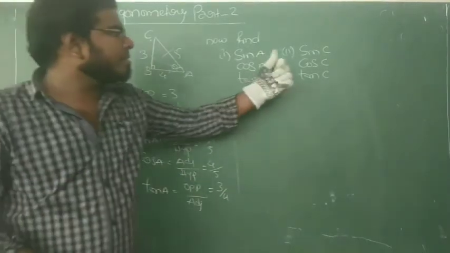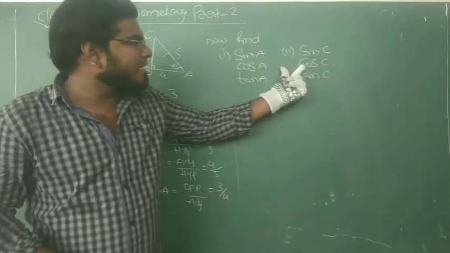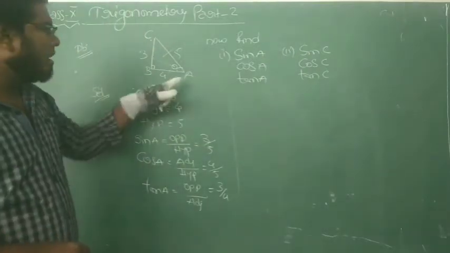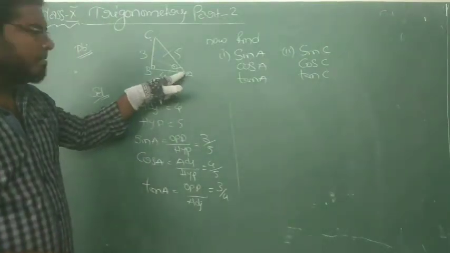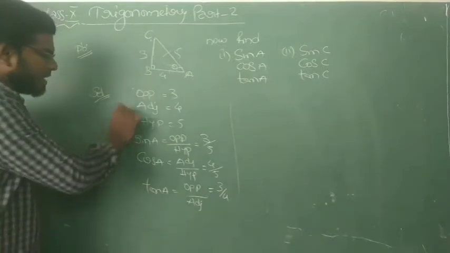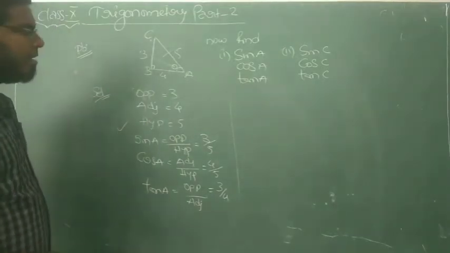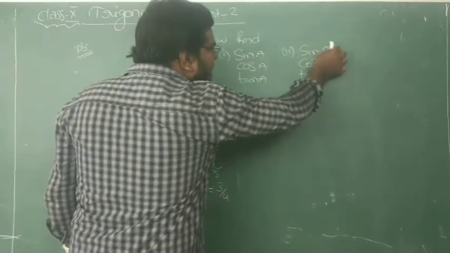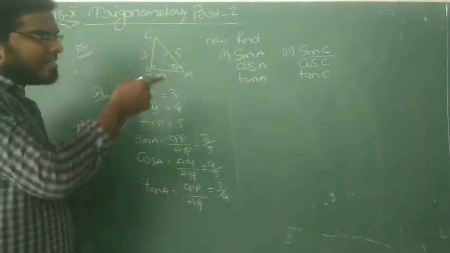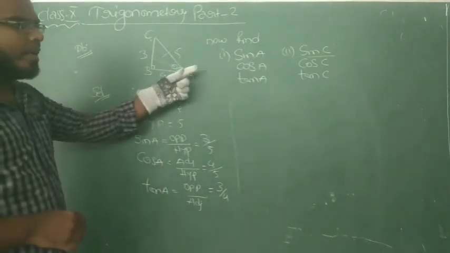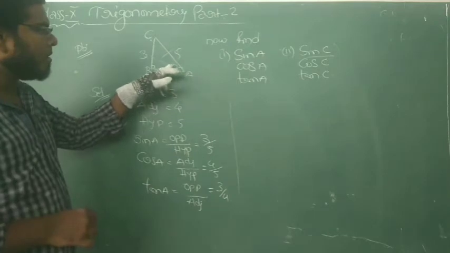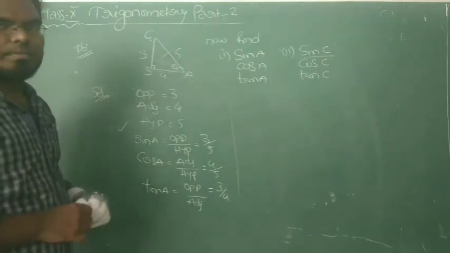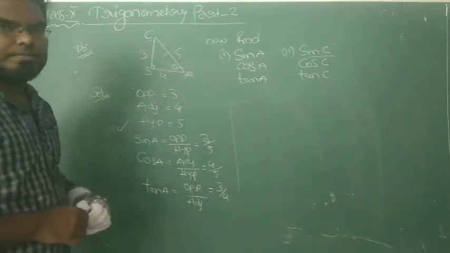But we are facing a problem here: sin C, cos C, tan C. Here we have A, that means it's an acute angle. This is correct. But when you want to find the value of sin C, C is not an acute angle, because according to this we are taking here. Then what do we have to do here?